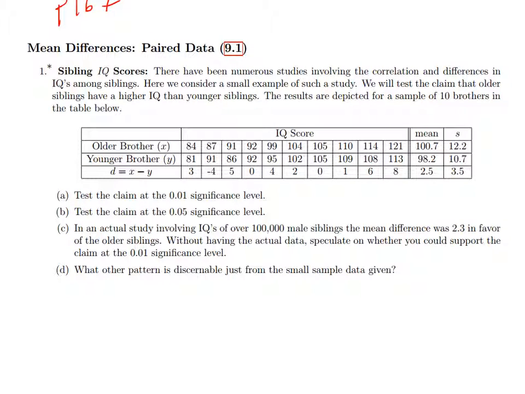So as denoted here in the problem, this is about pair differences. They're not two independent samples because we've got older brother, younger brother, and these are paired up. So we're trying to say, is there a difference? So the claim is, tests claim that the older brothers have a higher IQ than the younger siblings.